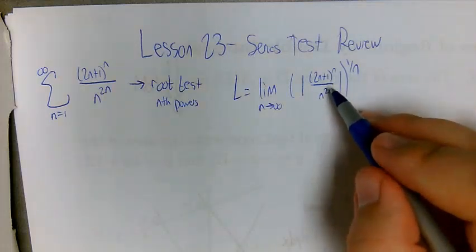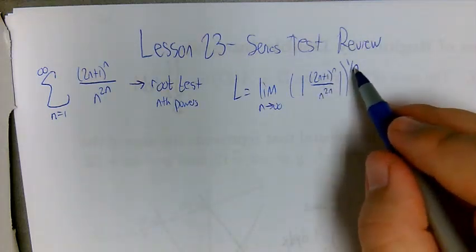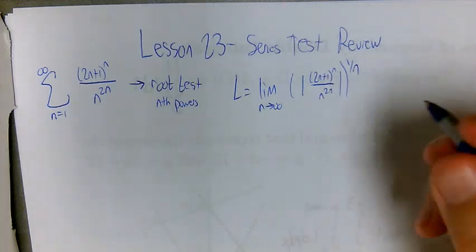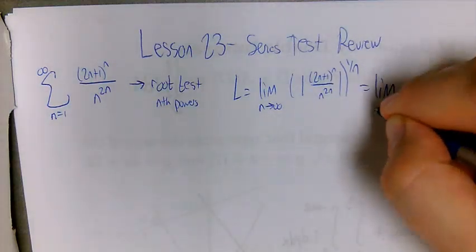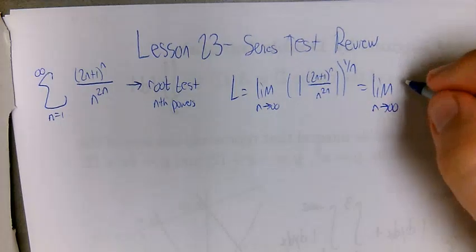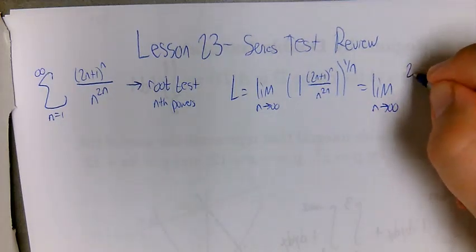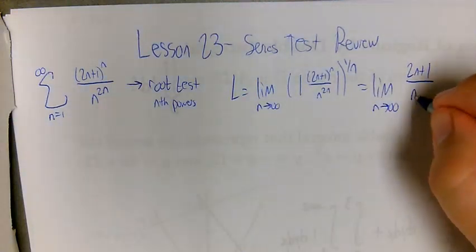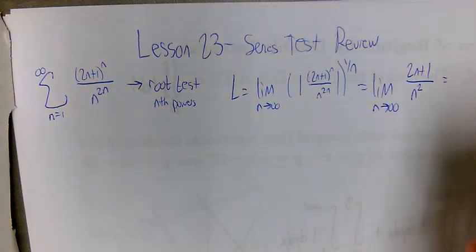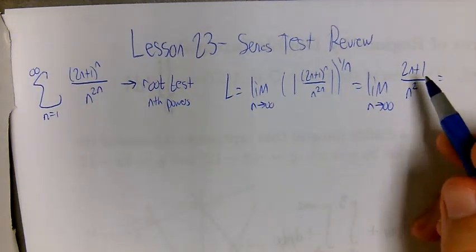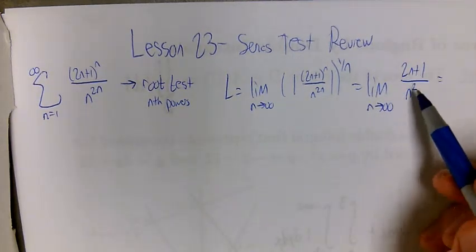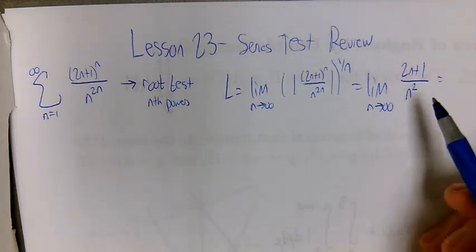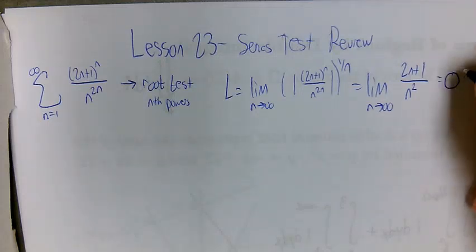Now everything in here is positive, so now we can get rid of the absolute values. And if I apply the 1 over n power to each of these nth powers, those will all cancel out. So what I end up getting is the limit as n goes to infinity of 2n plus 1. Now the 1 over n cancels with the n, but it doesn't get rid of the 2 in the power. So I have the limit as n goes to infinity of (2n plus 1) over n squared. And since this is a limit of a rational function where the degree of the top is less than the degree of the bottom, this is going to end up being 0.